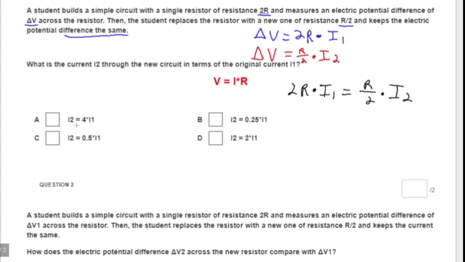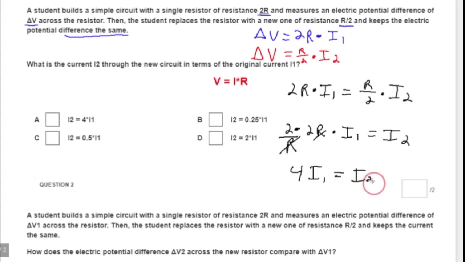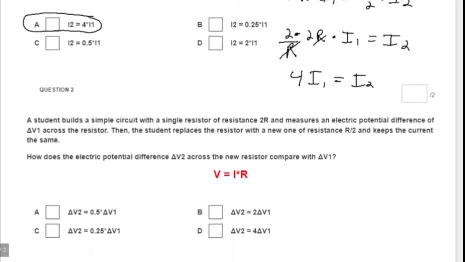Our final answer should be in the form of just I2 equals some number times I1. So let's get I2 by itself. To do that, we're going to multiply the 2 over and divide by the R. So we get 2 over R, because we're multiplying this part over, times 2R times I1 is equal to I2. The R's cancel out and we're just left with 4 I1 equals I2. And we can see our answer right here. Let's go ahead and move on to the next one.